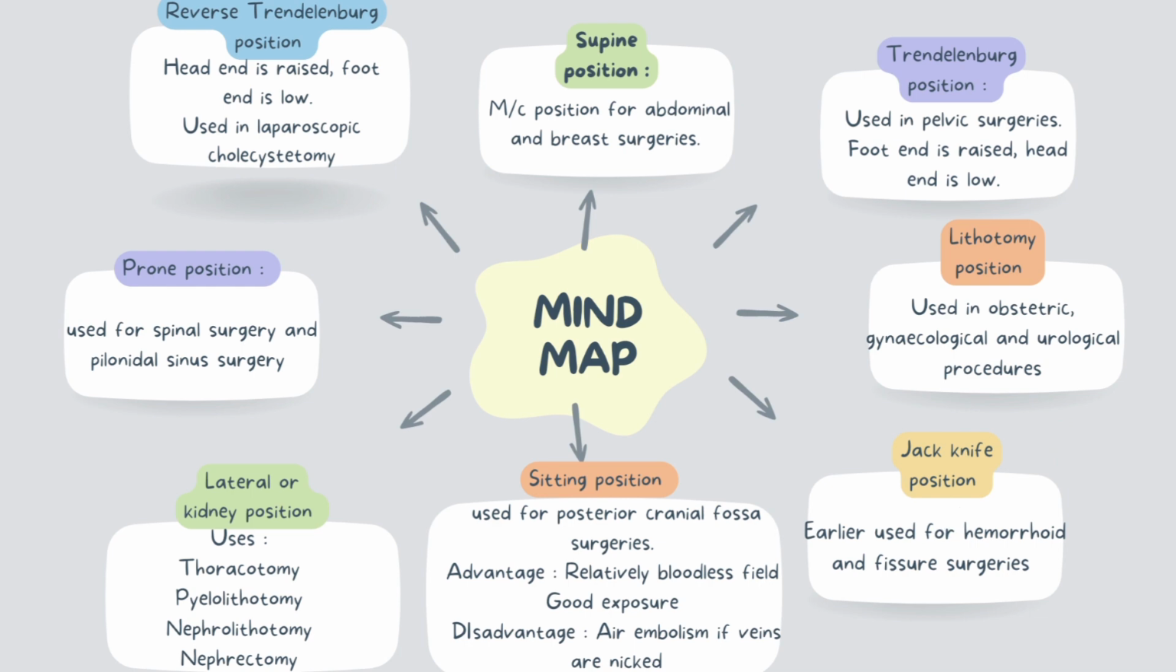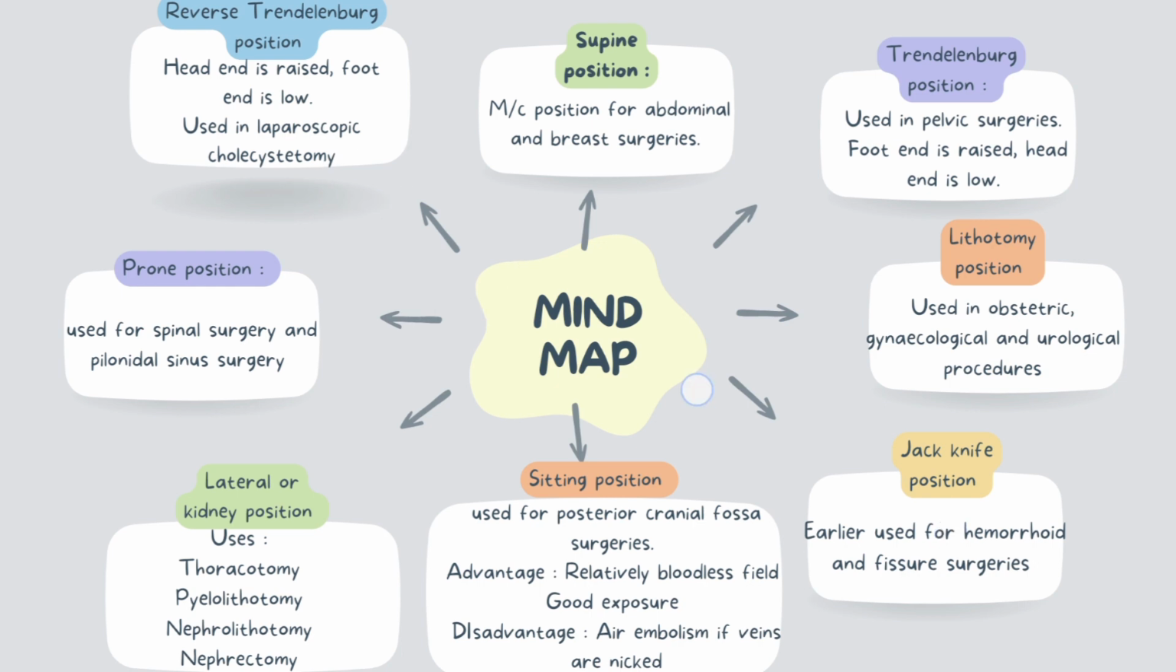Reverse of it is the reverse Trendelenburg position. Pretty self-explanatory. That is, the foot end is now lowered and the head end is raised. So what happens? The bowel will come down again because of gravity, and you have the liver and the gallbladder. You can do laparoscopic cholecystectomy.